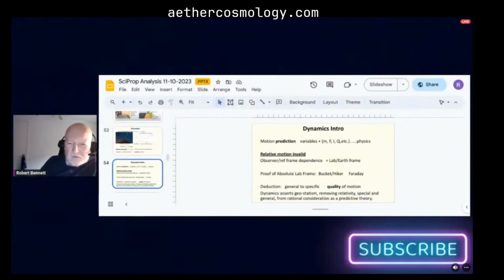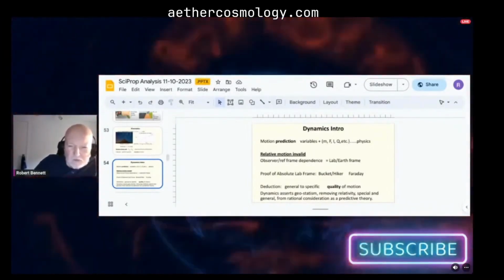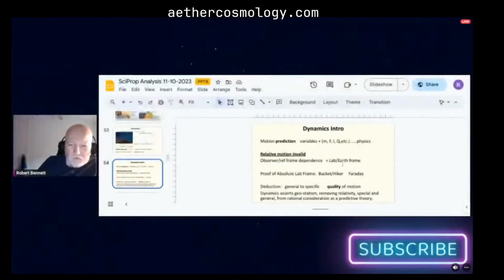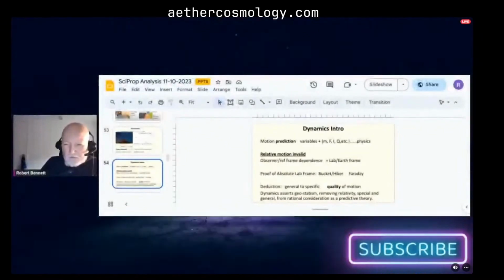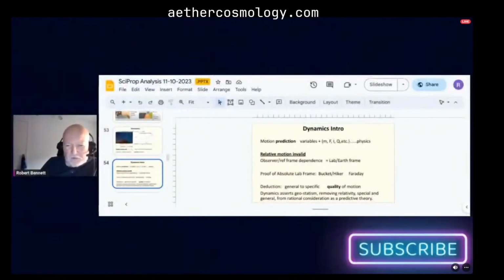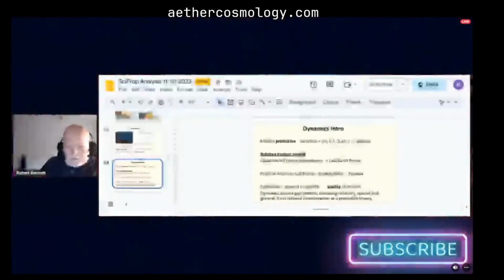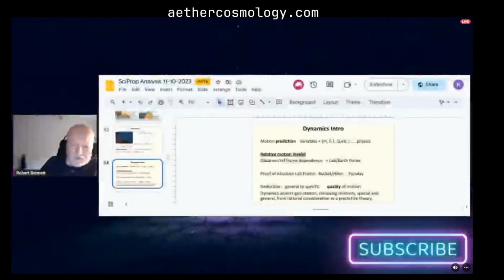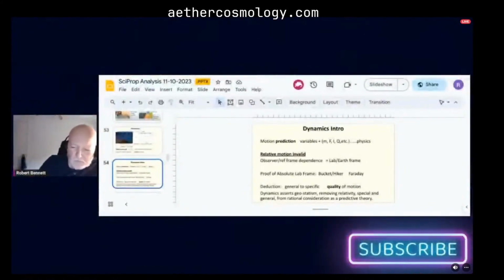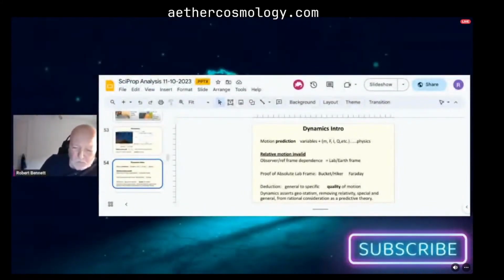Relative motion is invalid, and we're going to show that. We've already shown it with Newton's bucket and with the hitchhiker experiment. The observer and reference frame dependence means that we have a lab or Earth frame as an absolute frame. And we've used, as I said, the bucket and the hiker, and we will use an electromagnetic experiment, the Faraday experiment, to show that only the lab frame can be used in making predictions. So dynamics is always prediction, and kinematics is always measurement. Predictions and measurements. Measurements and predictions.